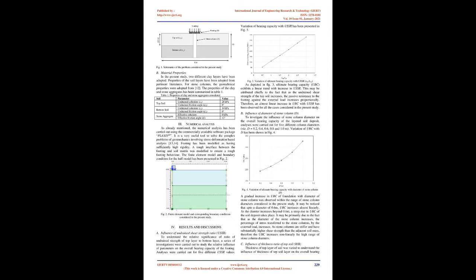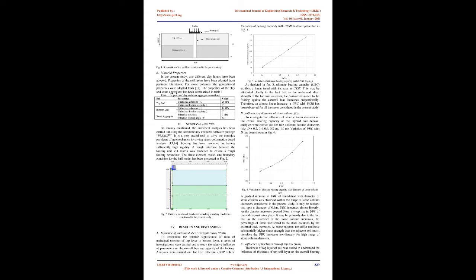To understand the relative significance of the ratio of undrained strength of top layer to bottom layer, a series of investigations were carried out to study the relative influence of parameters on the overall bearing capacity of the footing. Analyses were carried out for 5 different Ussr values. Variation of bearing capacity with Ussr has been presented in Fig. 3. As depicted in Figure 3, ultimate bearing capacity, UBC, exhibits a linear trend with increase in Ussr.